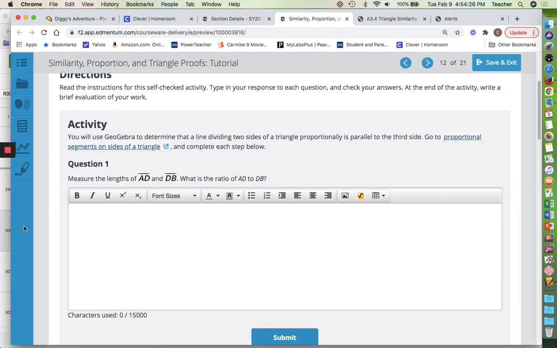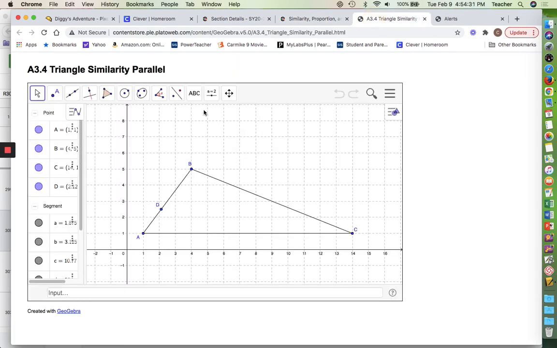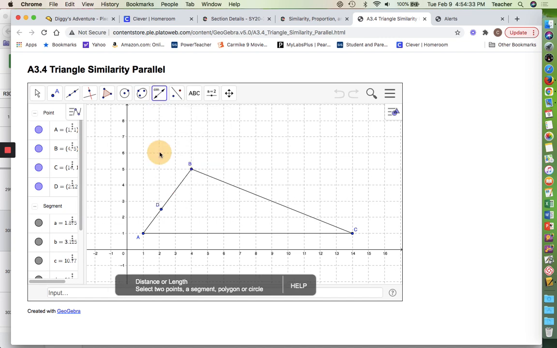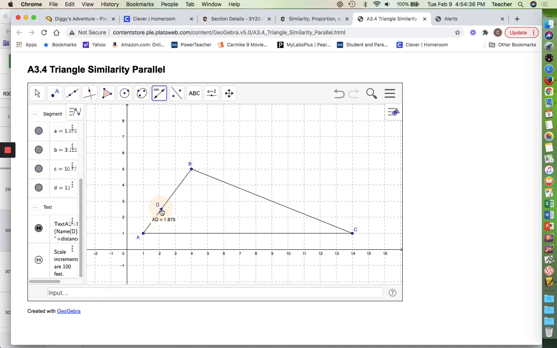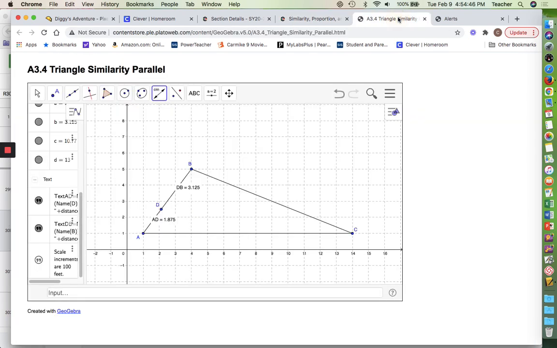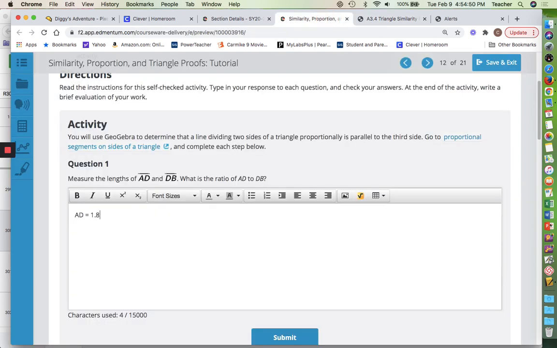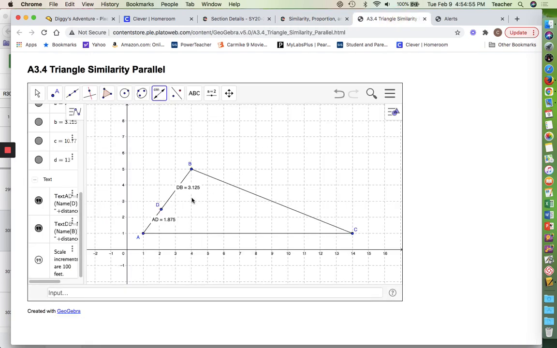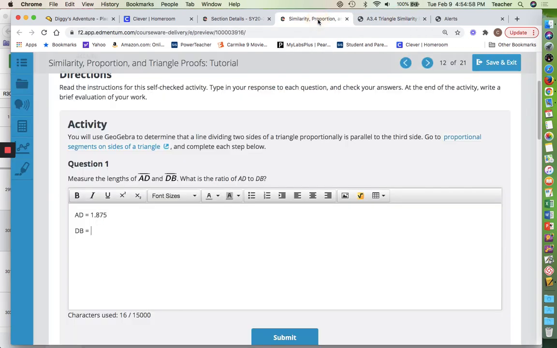Okay. Measure the lengths of AD and DB. All right, so we got to find the measure of AD and DB. All right, so AD was 1.875. Can't make that easy, can they? All right, and DB, 3.125. Can't make that one easy either.